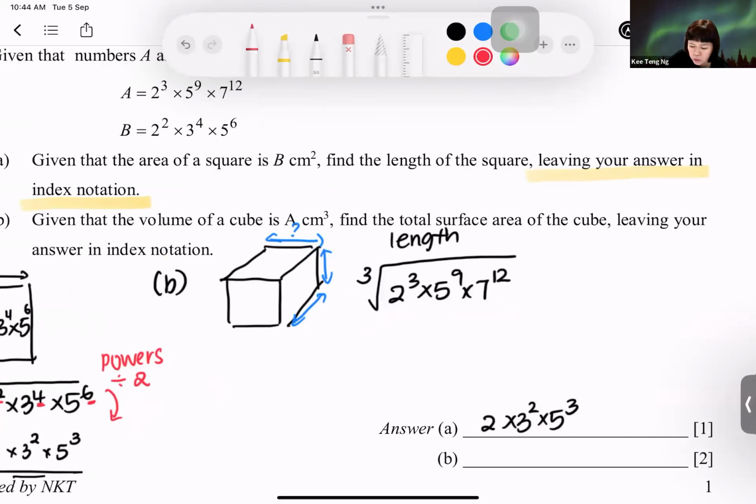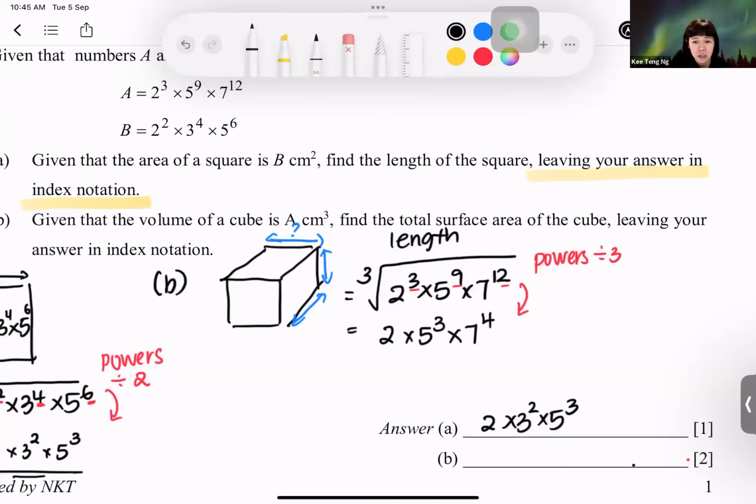Can anyone tell me what happens to all the powers when I take the cube root? Yes, divide by 3. When I take the cube root, all the powers divide by 3. So for the length, I divide all the powers by 3. This will be 2 to the power 1, 5 to the power 9 divided by 3, which is 5 to the power 3, then 7 to the power 12 divided by 3, which gives you 4. But they don't want this as the final answer.